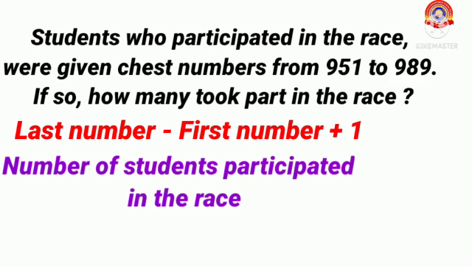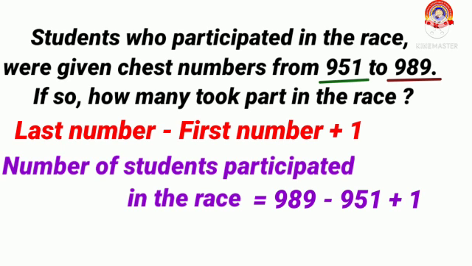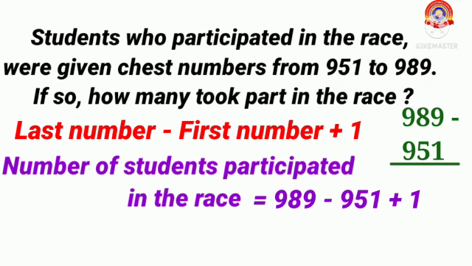So, let's find out the number of students participated in the race. Which is the last chess number? Yes, 989. Which is the first chess number? Yes, 951. So, 989 minus 951 plus 1. Then subtract. 9 minus 1, 8. 8 minus 5, 3. 9 minus 9, 0. We got 38. Then add 38 with 1. That is 38 plus 1 is equal to 39. So, number of students participated in the race is equal to 39.